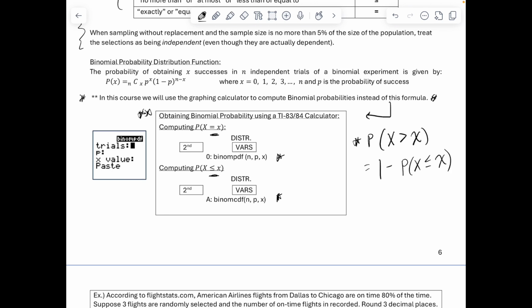Depending on your calculator, you might have it set up where you enter them all in almost like in a list, the way that it's typed in the bigger box. It just depends on your calculator or your app, so make sure you have a good understanding of how it works. But again, trials is going to be n, p is going to be that probability of success, and then it also asks for that x value, and then paste is what you would select.